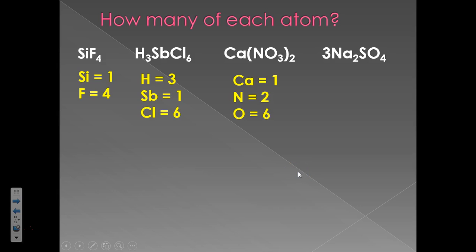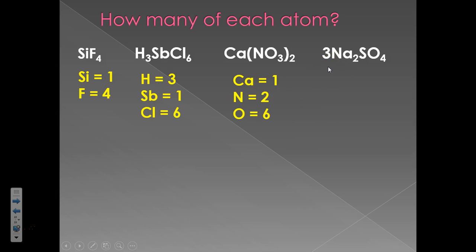So in the case of a subscript that falls on the outside of a set of parentheses, the subscript applies to everything inside of the parentheses. And so that 2 on Ca(NO3)2 doubles everything within the parentheses. If you have a coefficient, it doubles everything in the entire formula.